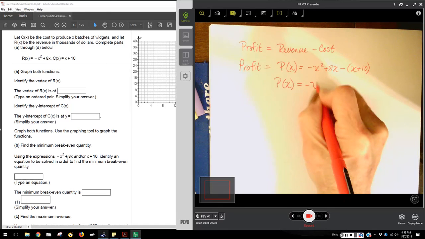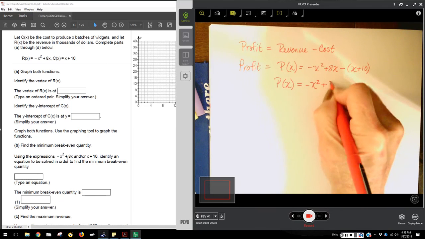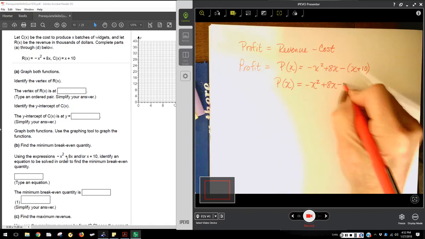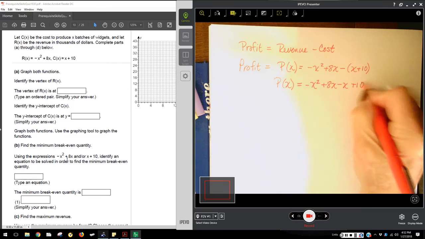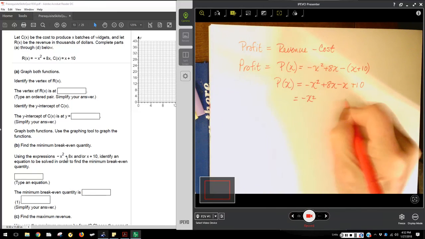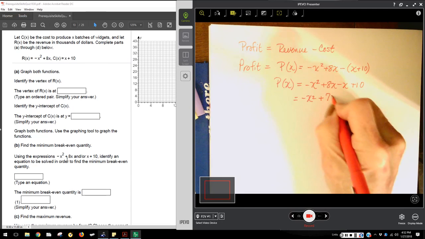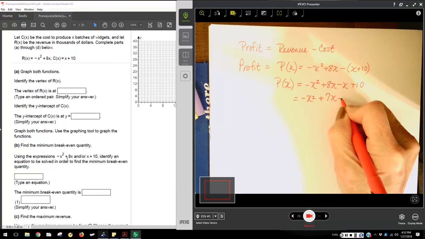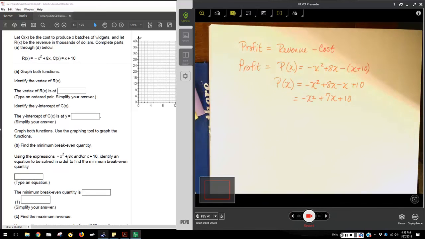And that's negative x squared plus 8x minus x plus 10, which is negative x squared plus 7x plus 10. And you could probably try to factor that to figure out where you have 0 profit, but that's not what we want to know. We want to know where it is maximized. So what we want is the vertex of P of x.